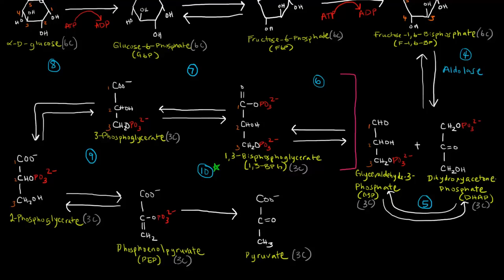So this is dihydroxyacetone phosphate. That's why this thing is here. If this phosphate wasn't here, it would be dihydroxyacetone. Okay, so again, this name makes sense if you think about it.